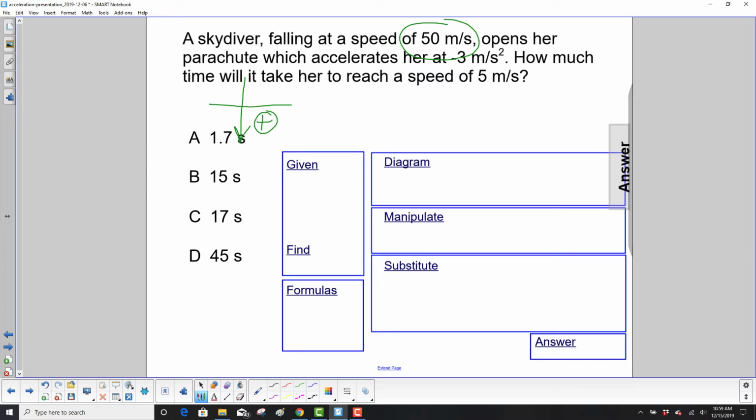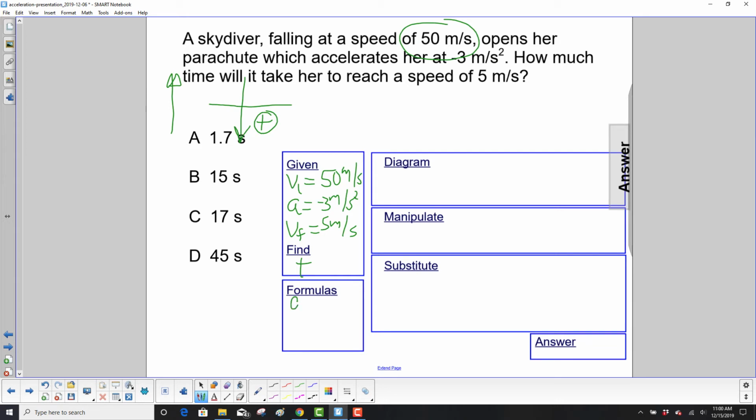So now what we can do, the initial speed of the skydiver is 50 meters per second in the positive direction, which we have determined to be down. She opens a parachute and she has an acceleration of negative 3 meters per second squared. So that means her acceleration is going in this direction. So when the acceleration is opposite the velocity, you're slowing down, which is of course the whole point of a parachute. How much time will it take for her to reach a final speed of 5 meters per second, which is good. You'd much rather hit the ground at that speed than at 50 meters per second.